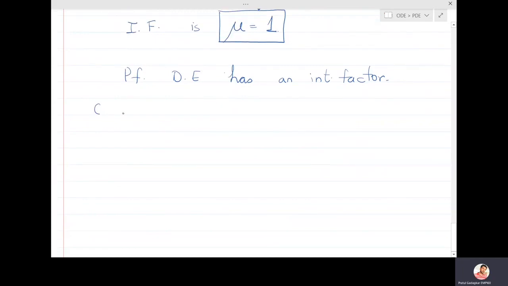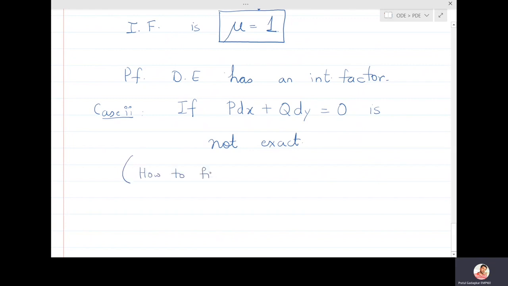So case 2: if P dx plus Q dy equal to 0 is not exact, then what will I do? How will I find the integrating factor? My target here now will be how to find the integrating factor, because our theorem claims that you can always find the integrating factor.